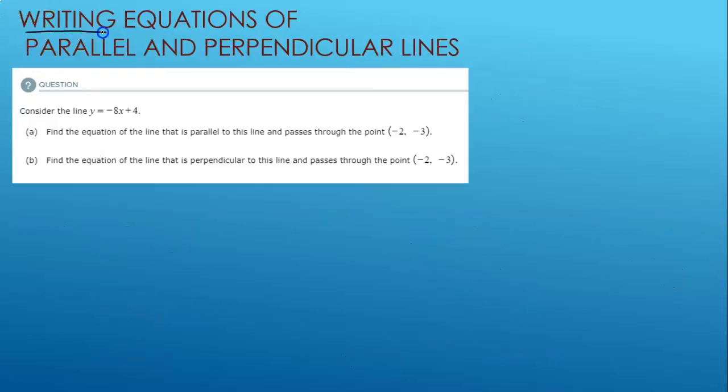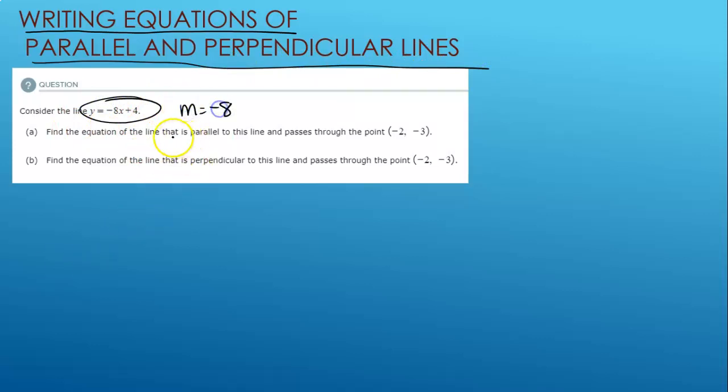All right, new topic, writing equations of parallel and perpendicular lines. So consider the line y equals negative 8x plus 4. The slope of that line is negative 8. When I see the word parallel, I know I want to use the same slope. So I know that m equals negative 8, and it goes through this point.